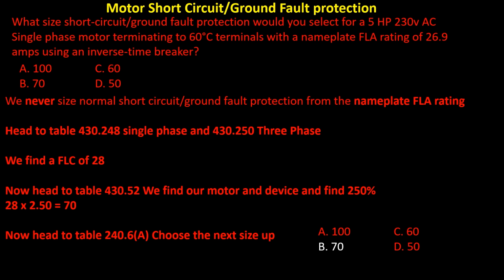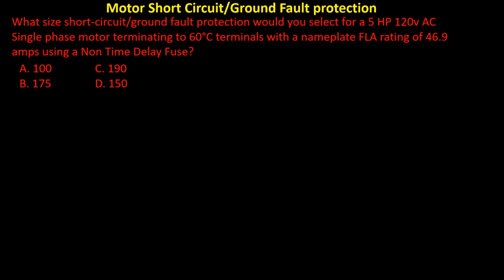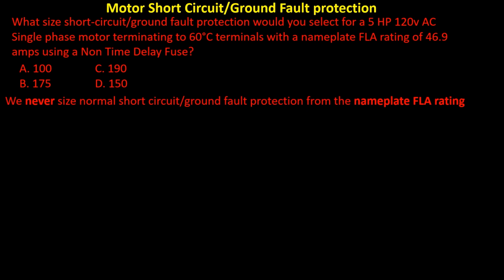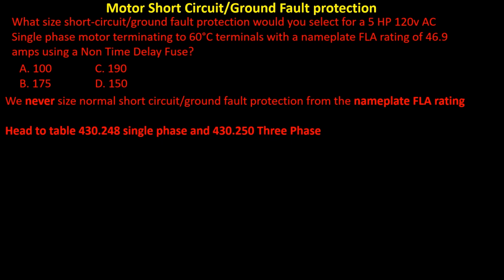Let's get to it. What size short circuit ground fault protection would you select for a 5 horsepower, 120 volt AC single phase motor terminating to 60° C terminals with a nameplate FLA rating of 46.9 amps using a non-time delay fuse? So we're going to use our FLC and not the nameplate FLA rating. We're going to head to table 430.248 because it's single phase.